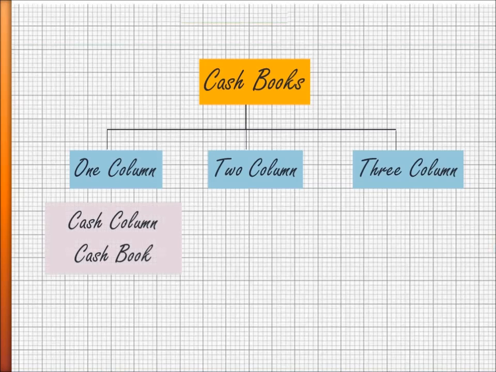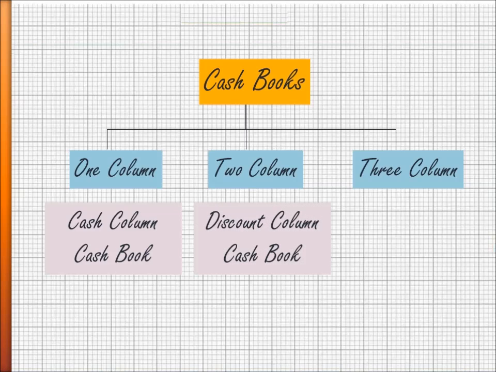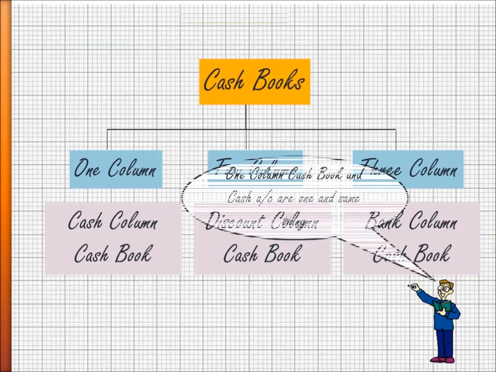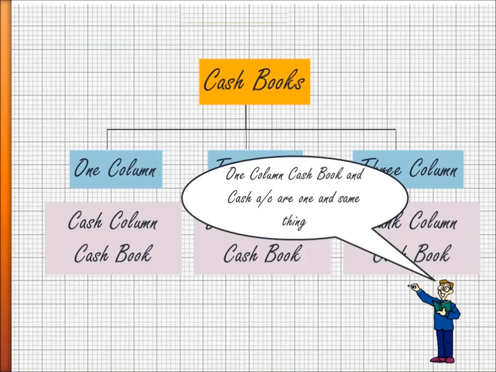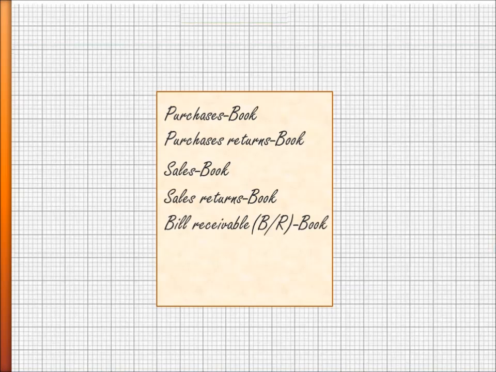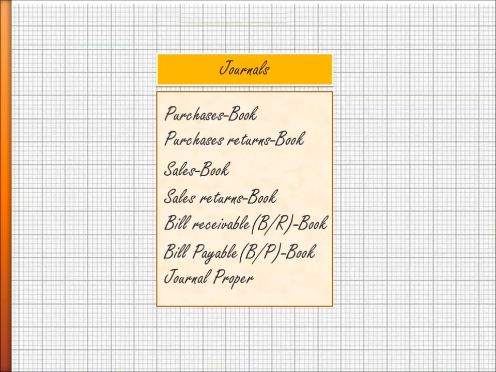One column is sometimes called cash column cash book, two column is called discount column cash book, and three column is called bank column cash book. But in this question, I'm going to take the simplest cash book, that is one column cash book. Basically, one column cash book and cash account, there is no difference. And secondly, the purchases book, purchases returns book, sales returns book, etc., are also called journals. Some people like to call them purchases journal, purchases returns journal, sales returns journal, etc.